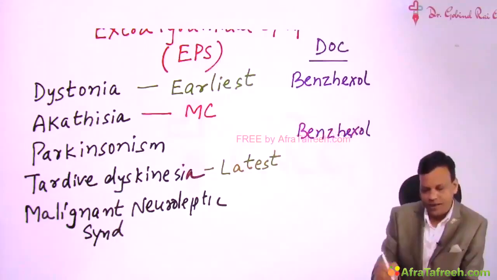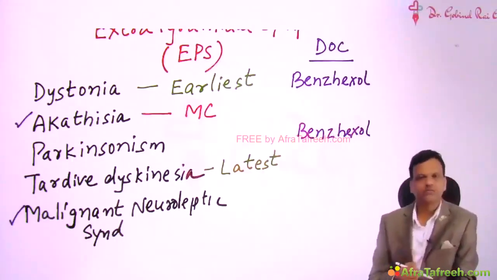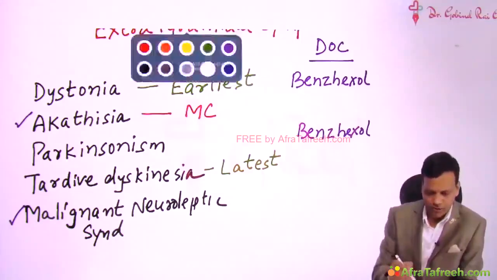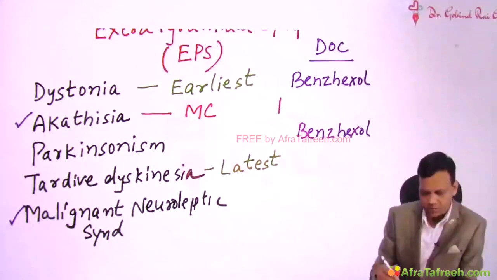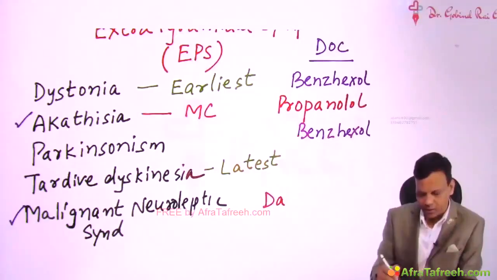Now benzohexol can also be used for akathisia, and it can also be used for neuroleptic malignant syndrome. But for these two conditions, it is not the drug of choice. It can be used. The drug of choice for akathisia is propranolol, a beta blocker. And the drug of choice for neuroleptic malignant syndrome is dantrolene, a muscle relaxant.